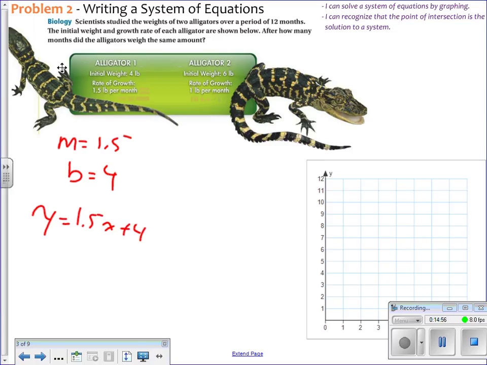So the other equation. It starts out at 6 pounds. Big baby. It grows 1 pound per month, so its slope is 1. So the equation for this one is y equals 1x plus 6. Graph those two. Where they cross, the x part when they cross, is when they'll weigh the same. Does that make sense?